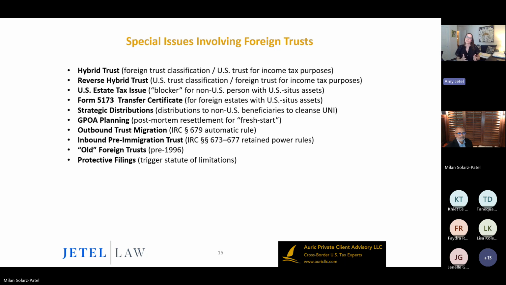You have to stagger it across calendar years, because if distributions are made to a bunch of beneficiaries, US and non-US, in the same year, each beneficiary has to pick up their pro rata share of the DNI and UNI. So you've got to cleanse it out the first year, and then after it's cleansed out, you can start making distributions to the US people. And there are some true-up fairness discussions that come into play. But that's basically the strategic distributions.